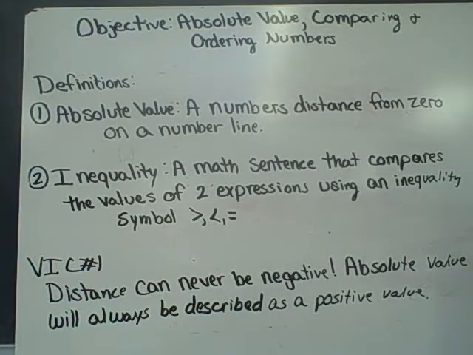Very important concept number 1. Distance can never be negative. I cannot walk a negative 5 feet or drive a negative 10 miles. It just can't happen. So therefore, absolute value will always be described as a positive value. Always, always, always, absolute value will be described as a positive value because you are measuring distance.